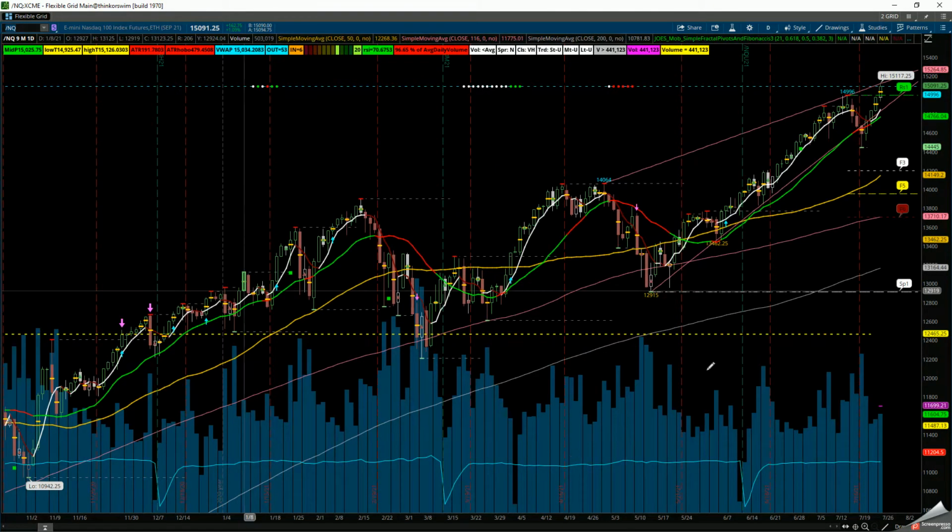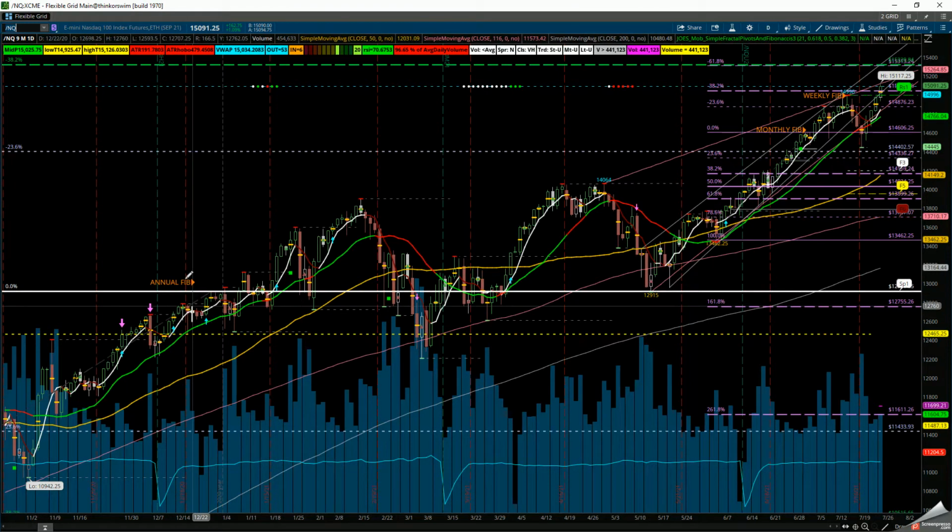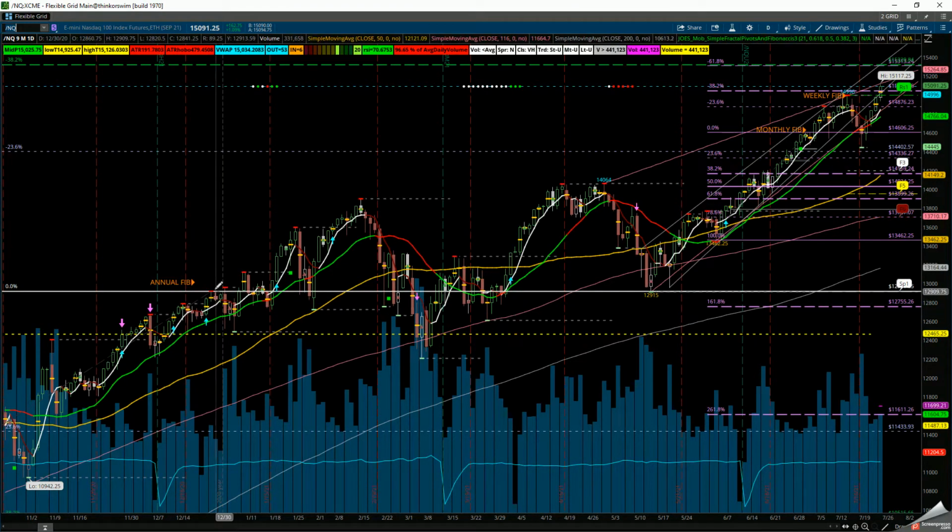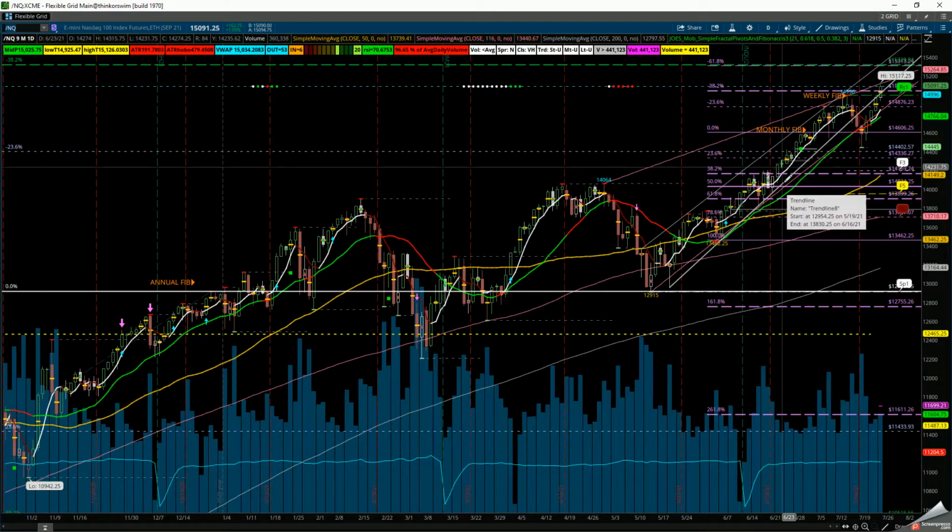And NQ, we have a similar situation. This was the annual high in December. Eventually, we fell down in March. Then we continued higher in April. Then May we fell down. And since then, we continued higher. We were in a linear regression channel. You see those two lines I had.